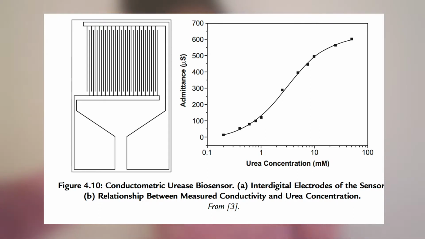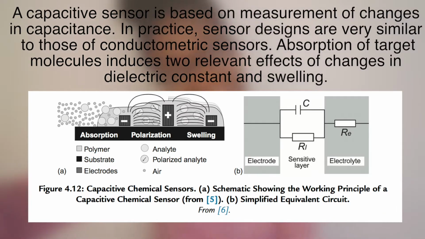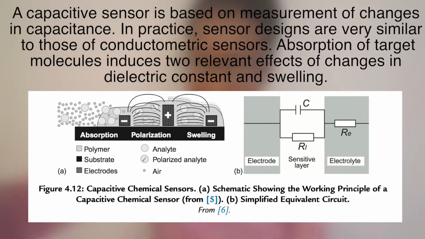Another type of electrochemical sensor is the capacitive chemical sensor. These sensors are based on the measurement of changes in the capacitance. The sensing principle behind the capacitive chemical sensor is that the absorption of a specific target molecule induces changes in the dielectric constant and swelling. This then allows the impedance of the system to be measured.